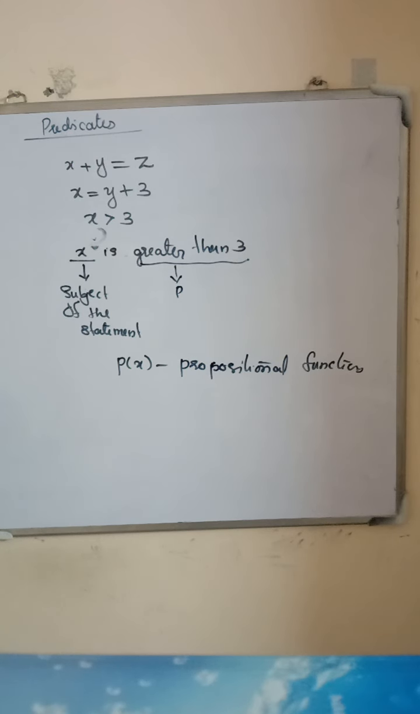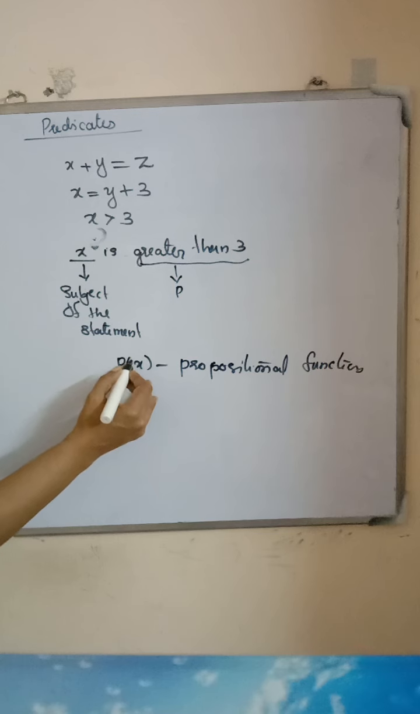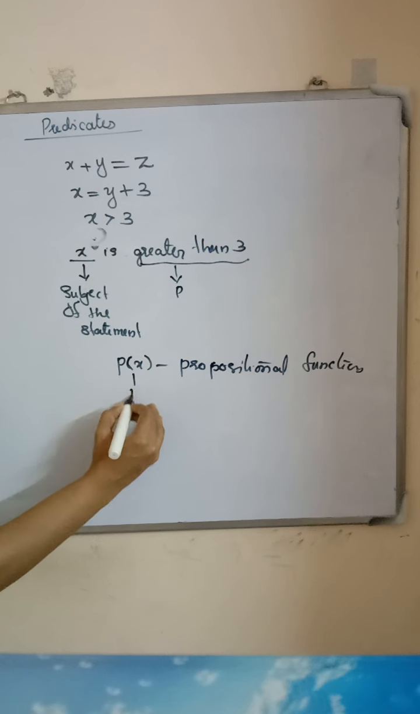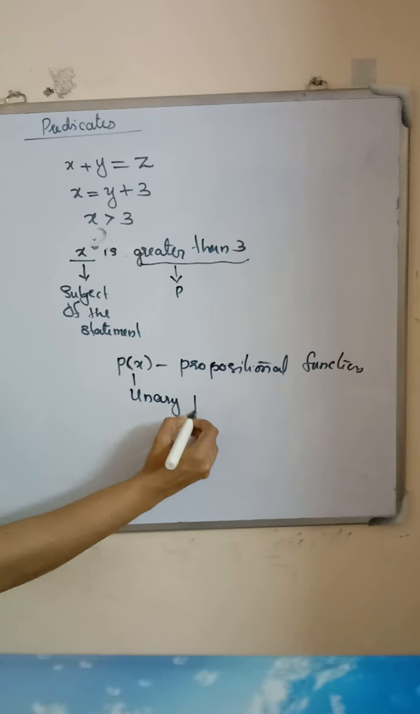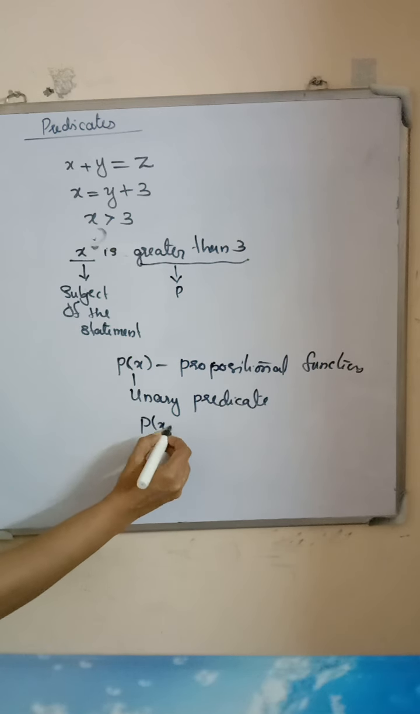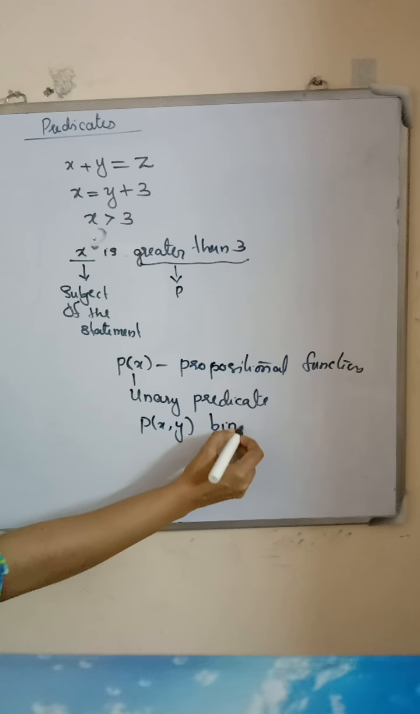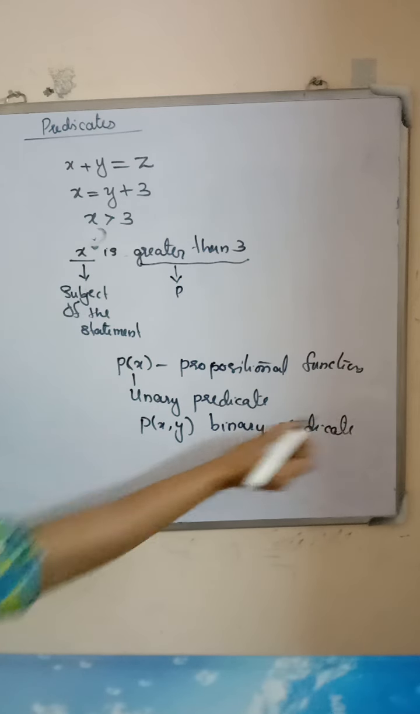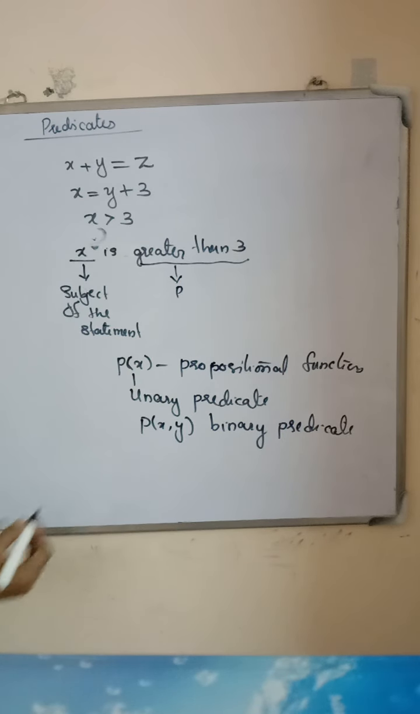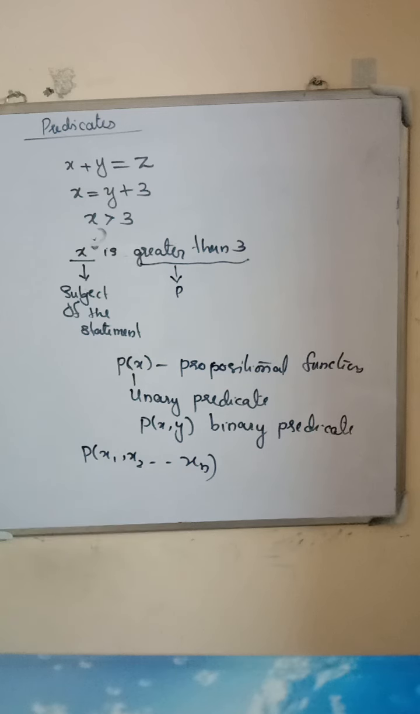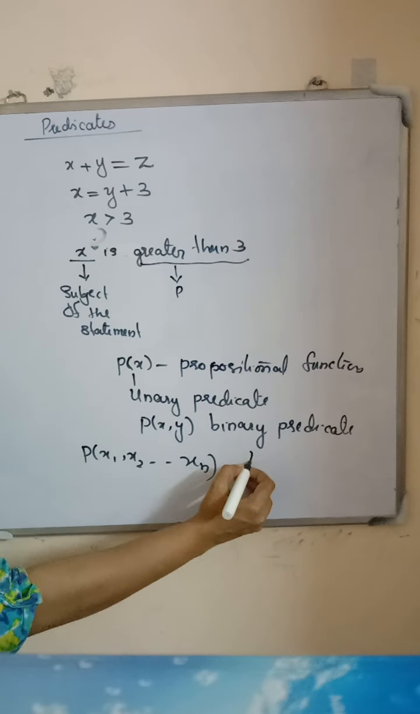A propositional function in only one variable is called a unary predicate. If it has two variables, then it is called a binary predicate. If it has n variables, P of x1, x2, up to xn, then we say that it is an n-ary predicate.